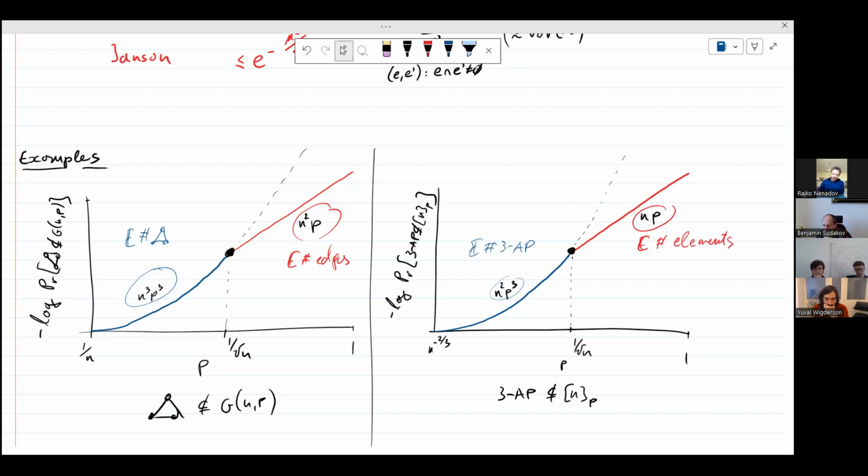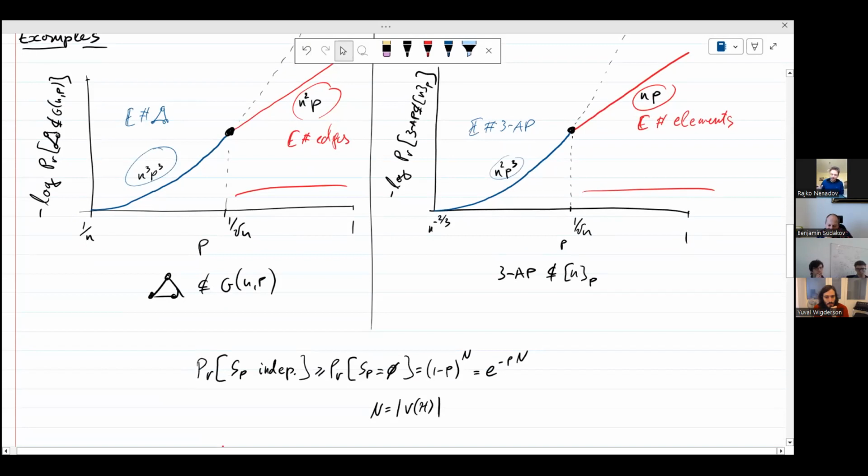Now one can ask, how good are these estimates? And it turns out that Janson gives us the correct order of the logarithm, or the correct order of the exponent. Now let me give you a very brief argument why this is the case in this upper regime. And it's for a very, very silly reason. The probability that S_p is independent, we can trivially lower bound with the probability that S_p is simply an empty set, which happens with probability (1 minus p) to the number of elements of my hypergraph H. And throughout the talk, I will denote the number of elements of this hypergraph H with capital N, right? And that's then roughly e to the minus p times capital N.